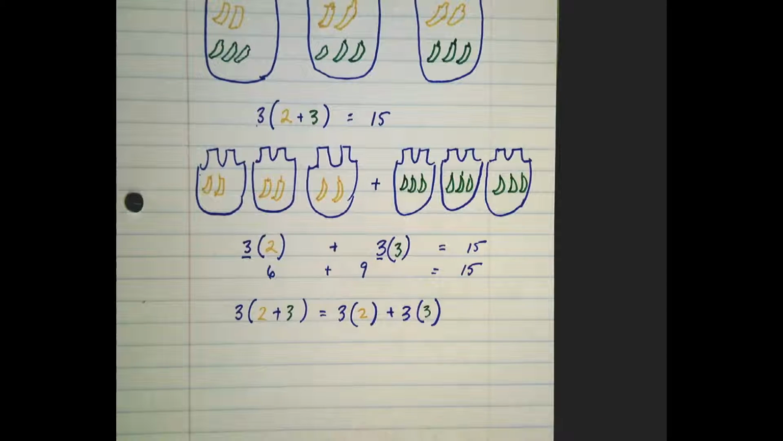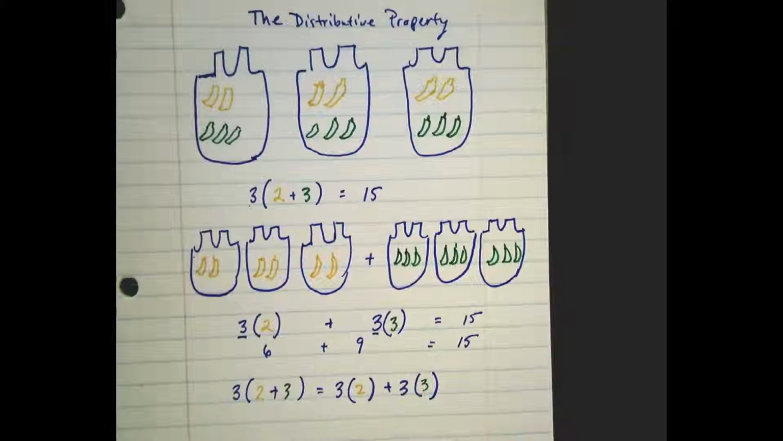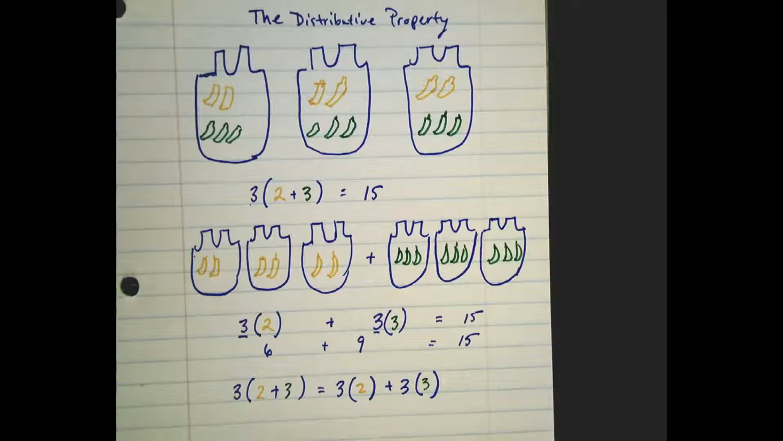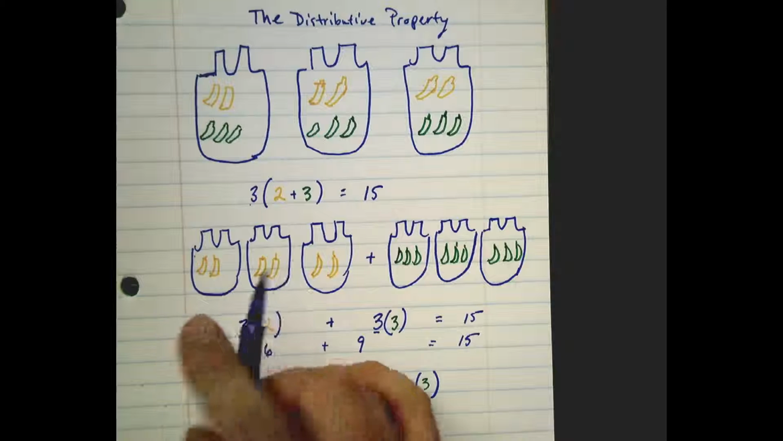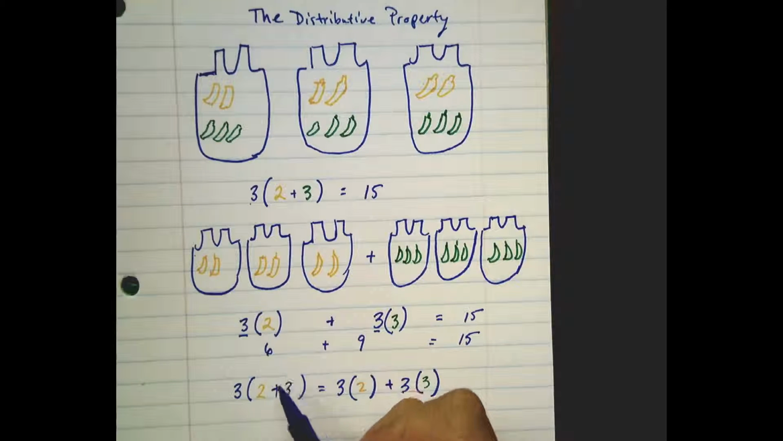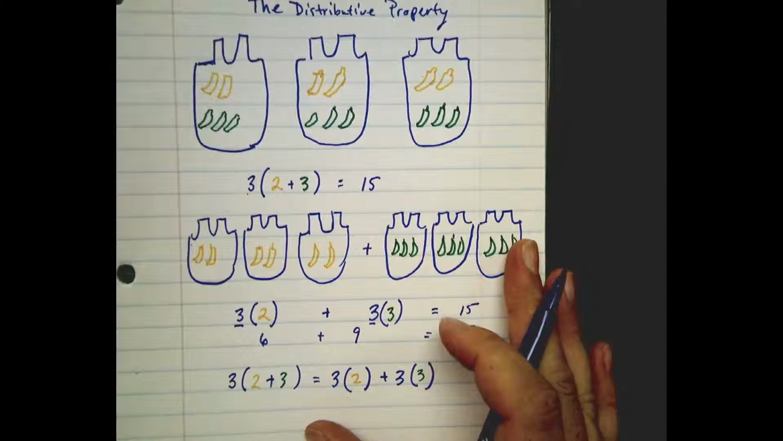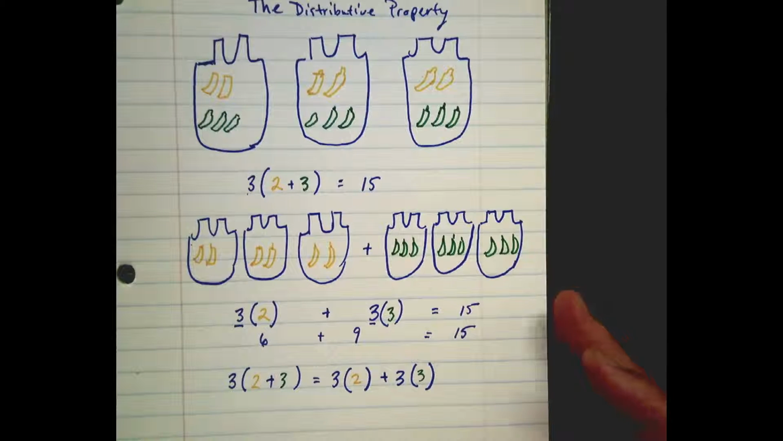So this is a little bit of the distributive property. And hopefully this helps you understand how we redistribute some of the items in our bags and redistribute numbers. All it is, is we're just organizing them in a different way to equal the same thing. All right, so hopefully that helps.